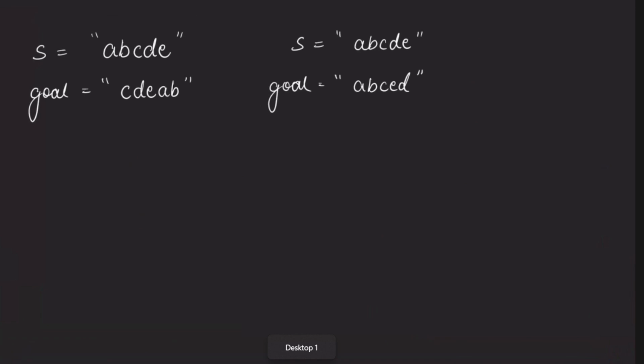A shift on S consists of moving the leftmost character of S to the rightmost position. So what they are saying is that in the input you are given two strings, S and goal. You can perform some number of shifts on S. In one shift, you can move the first character in the string S to the rightmost position. Now what you need to do is identify whether we can make this string S equal to the string goal after doing some number of shifts. If we can, then you need to return true, otherwise false.